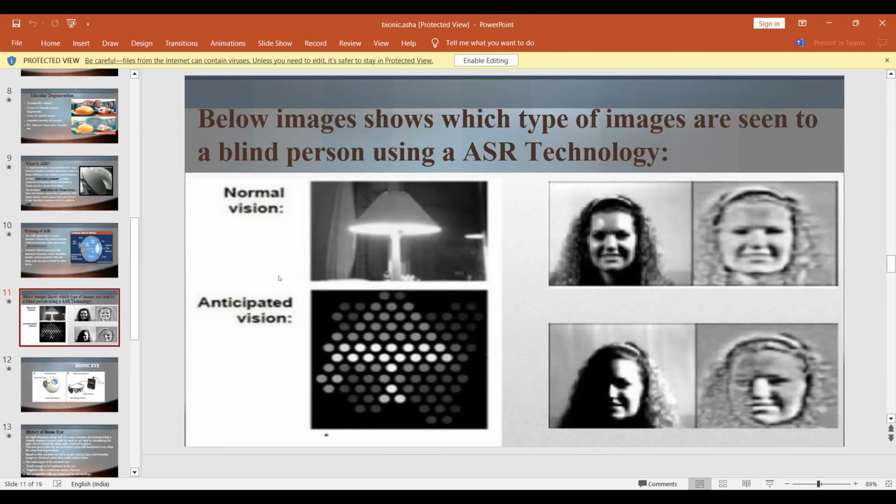This is the normal vision. This is the anticipated vision, which is nothing but vision in a dotted form. In the dotted form, we can see the images in a blurred way. This anticipated vision is most commonly used in the bionic eye.